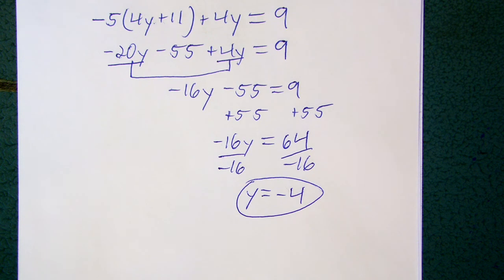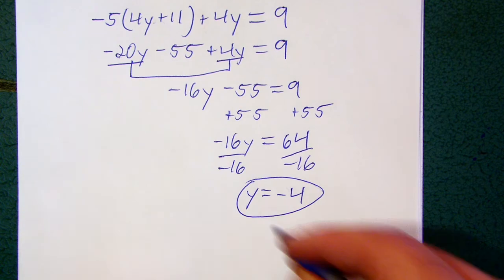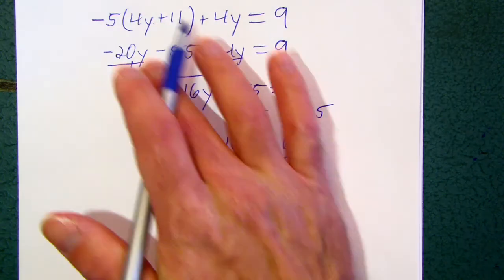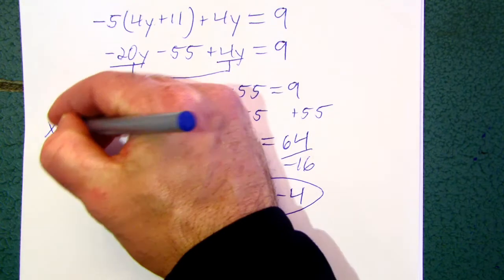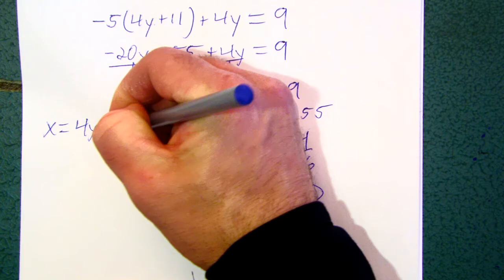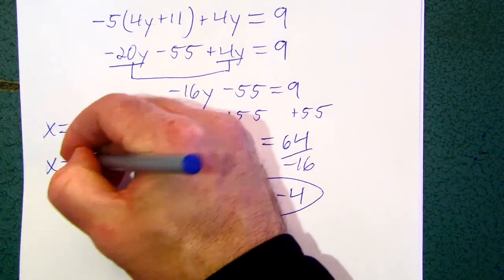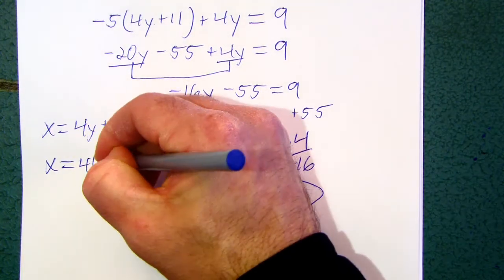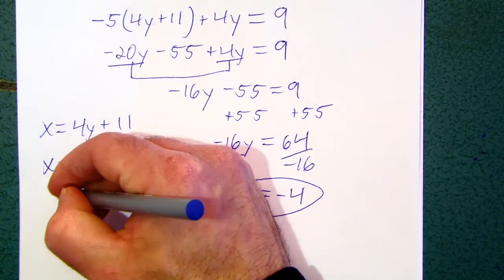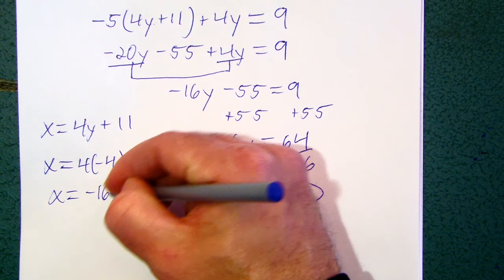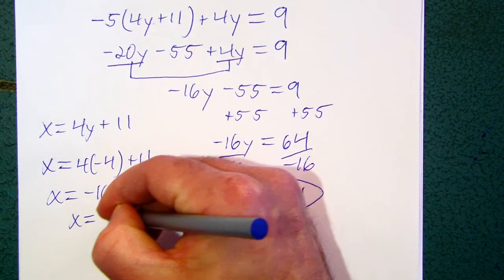So we get y equals -4. I still got to figure out my x. Again, my second equation was x equals 4y plus 11. So it's going to be -16 plus 11. So x equals -5.